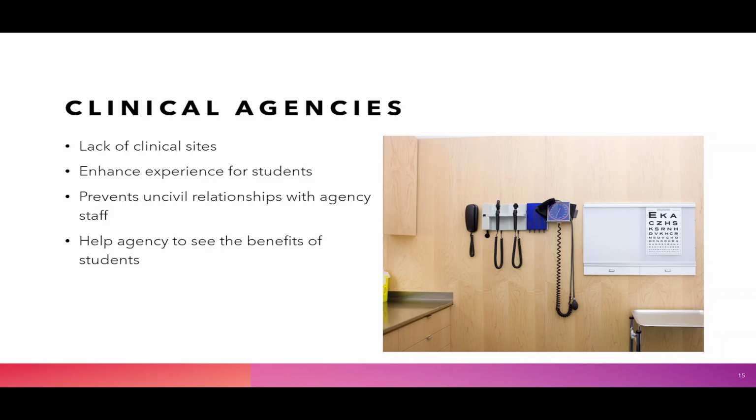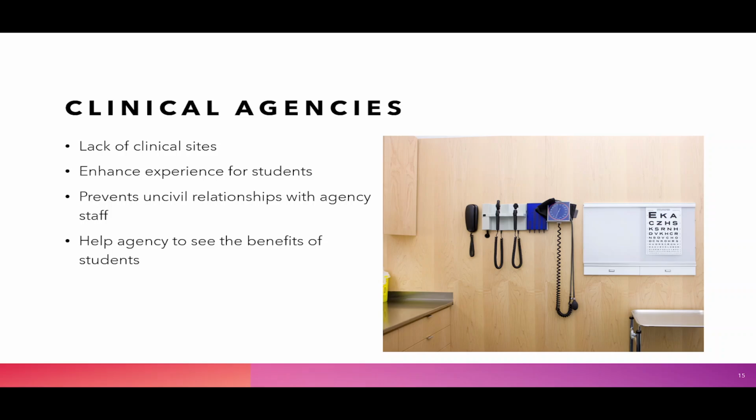It is important to develop good relationships with clinical agencies because many nursing schools struggle to find appropriate sites. A good relationship with a clinical site can also enhance learning for the students. Sometimes nursing students are seen as a nuisance in the clinical setting because they require mentoring. A good relationship with a site can prevent uncivil relationships with agency staff. The nurse educator can help the agency to see the benefits of having students.